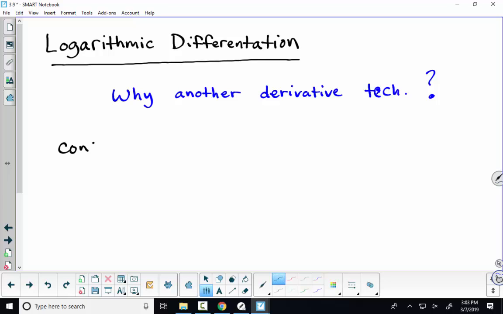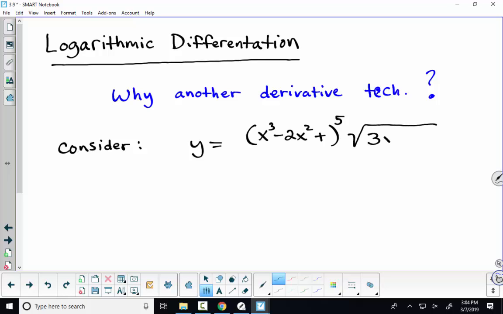So consider the function y equals x cubed minus 2x squared plus 1 to the 5th power times the square root of 3x minus 1, all over x squared plus 8 to the 4th. Did you mean to put a 1? Yeah. There's just a plus sign inside there. Oh. It's all messed up.